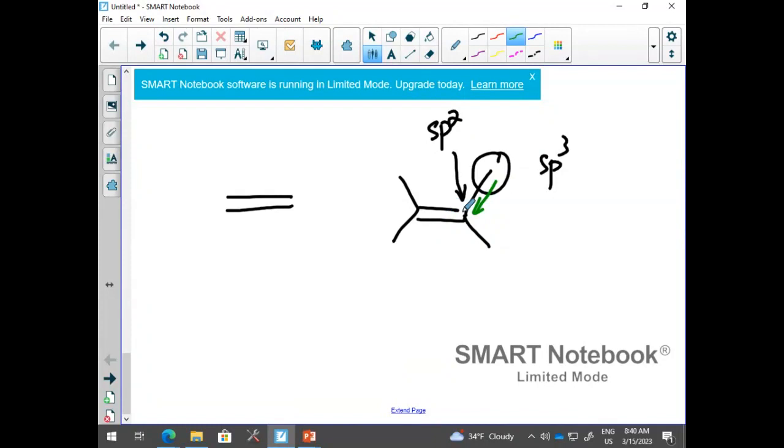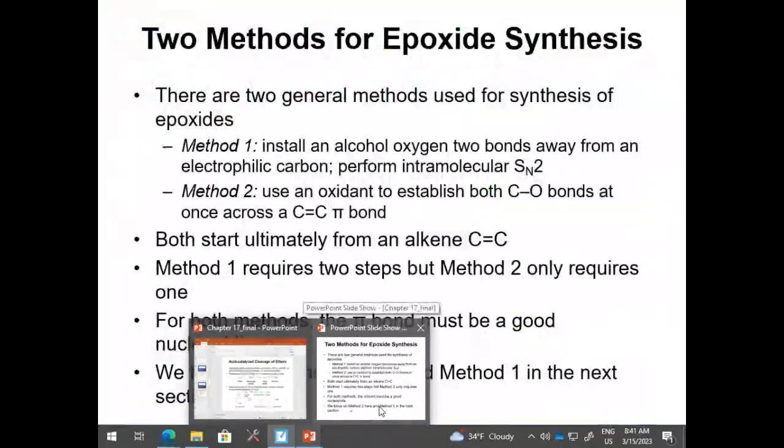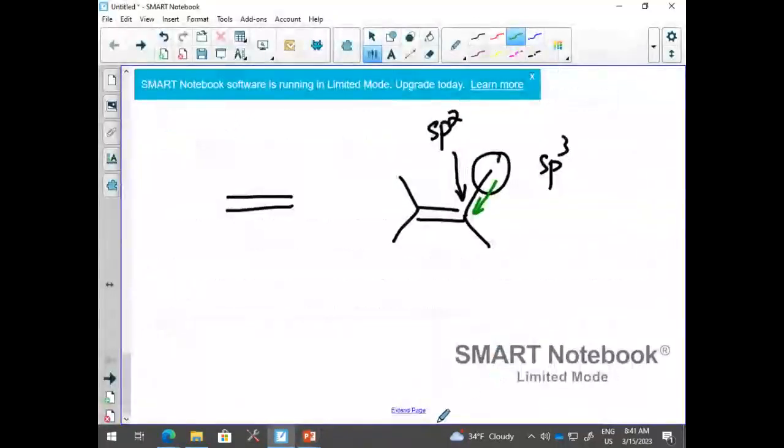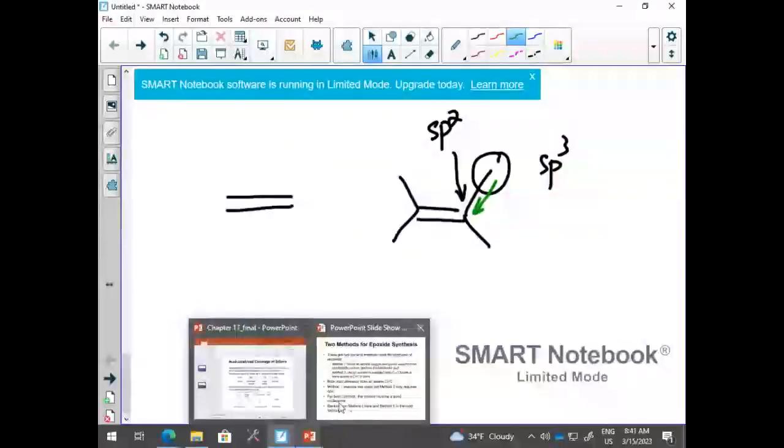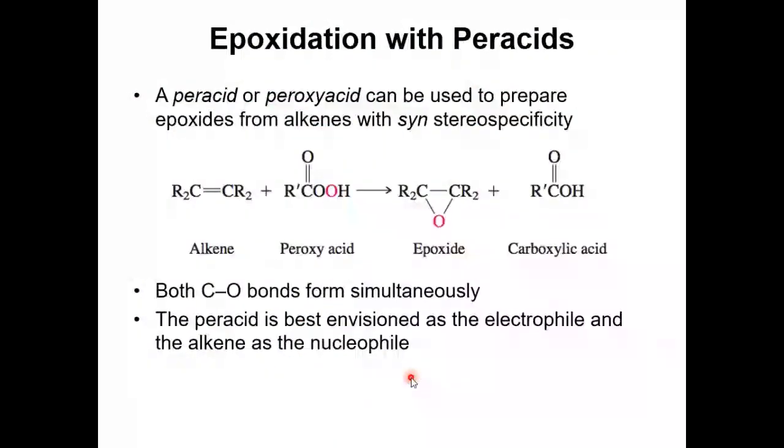Okay. So in both preparation methods, the alkene double bonds are acting as a nucleophile. So if we want the reaction to work well, the pi bond must be reasonably nucleophilic. So this is a reaction we learned in organic 1.